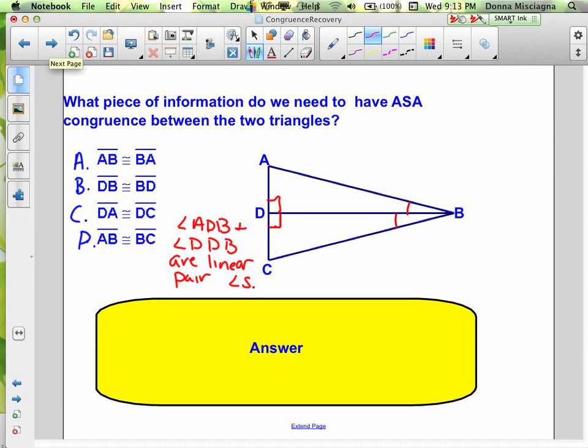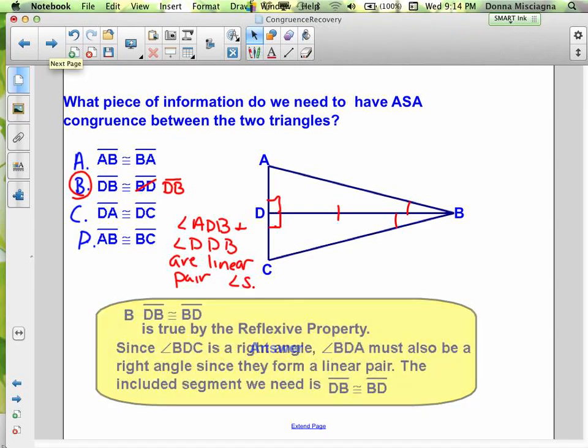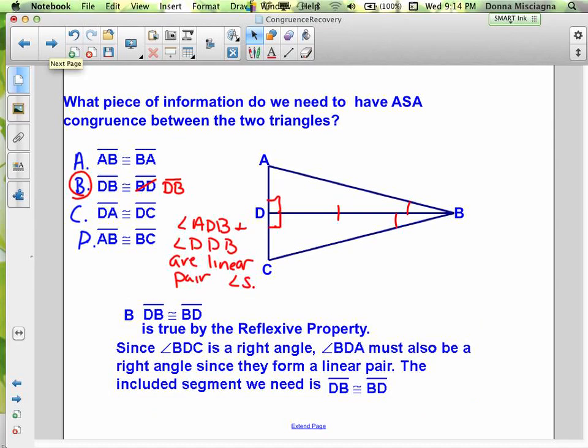If we want to use angle side angle, we need to know that the side between them is congruent. So we need to know that DB is congruent to DB. It really should be DB; they're not flipped from one another. But we'll forgive my multiple choice question writer. So DB is congruent to DB is true by the reflexive property.